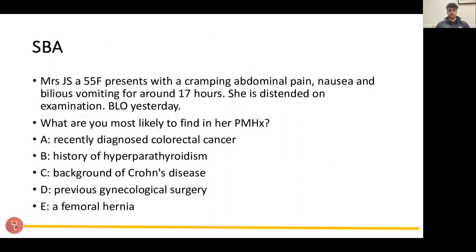A, a recently diagnosed colorectal cancer. B, a history of hyperparathyroidism. C, a background of Crohn's disease. D, previous gynecological surgery. And E, femoral hernia. I'll give you 30 seconds for that.